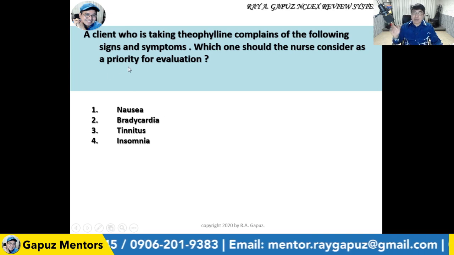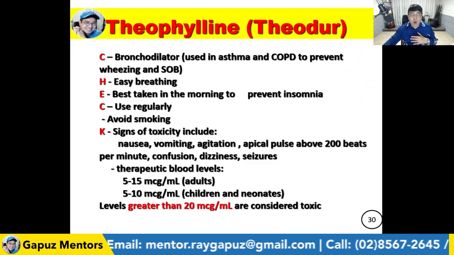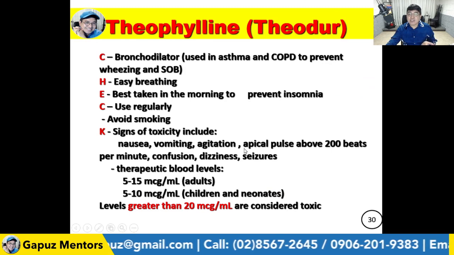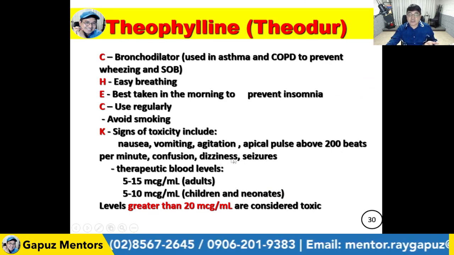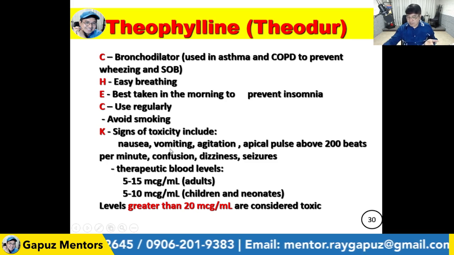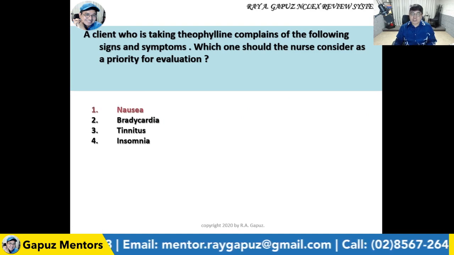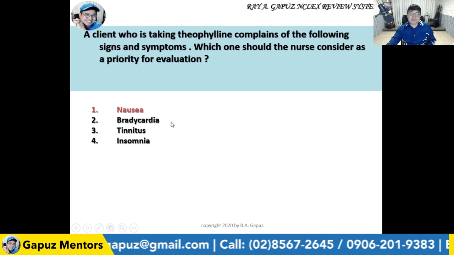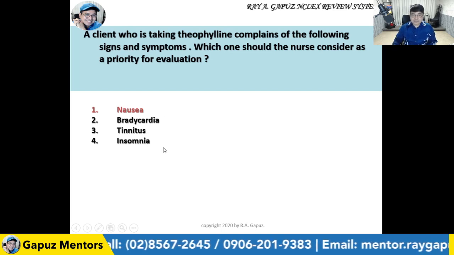What did we say a while back? If a client is taking Theophylline, focus on the signs of toxicity: nausea, vomiting, agitation, apical pulse above 200 beats per minute, confusion, dizziness, and seizures. I told you about the most common ones, so focus on that. The answer definitely would be nausea. Remember, your Theophylline causes tachycardia, not bradycardia. Okay, so the others are side effects.